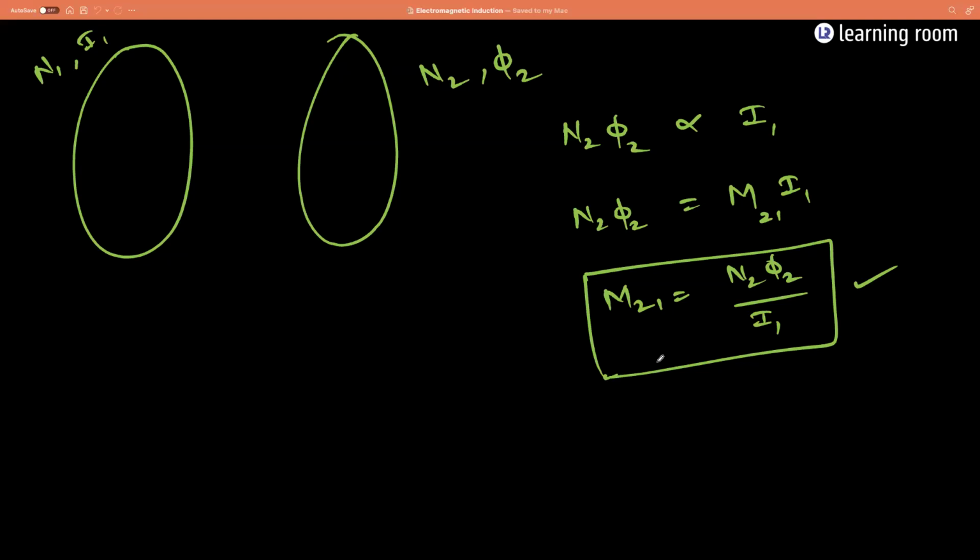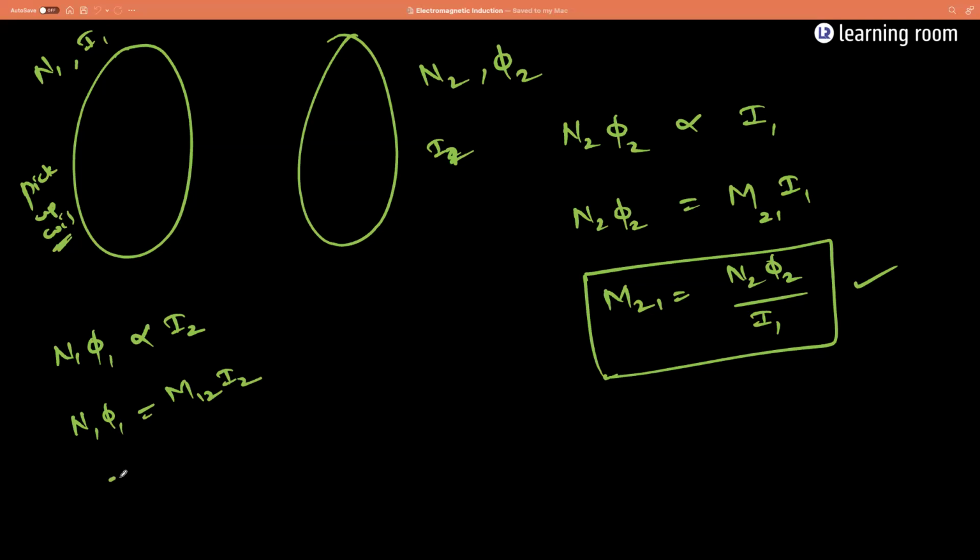Can I say this? In a similar way, can I say N1 Phi1 is directly proportional to I2, if at all the current here is I2? Now I'm saying this is the pickup coil, the coil which is picking up the EMF. Then N1 Phi1 will be equal to M12 I2, which implies M12 is equal to N1 Phi1 divided by I2. Makes sense. So what is going to be the SI unit for it? Henry. It's going to be Henry.